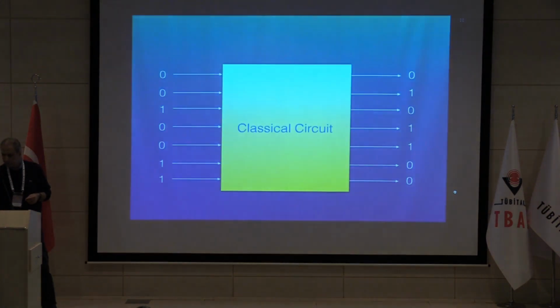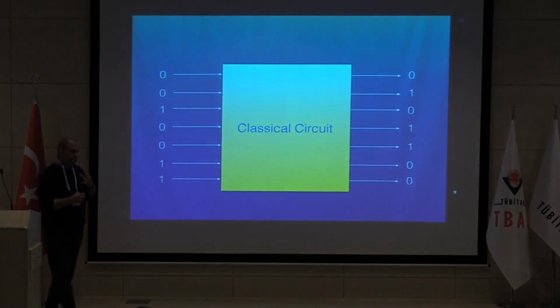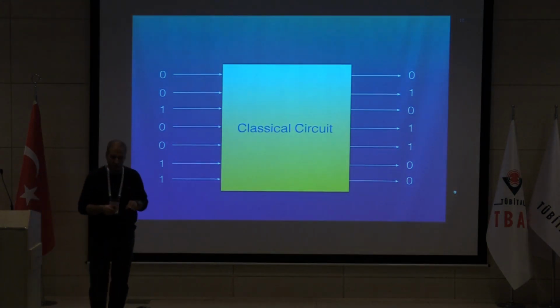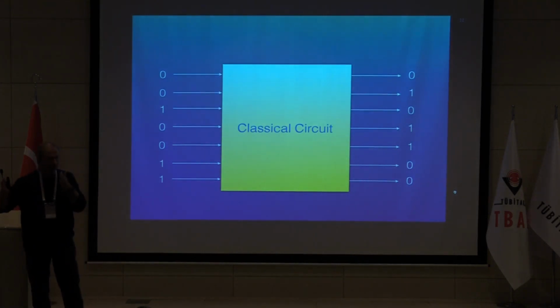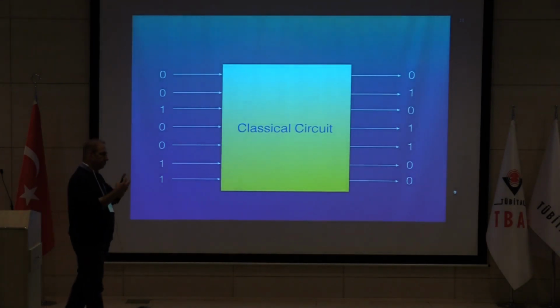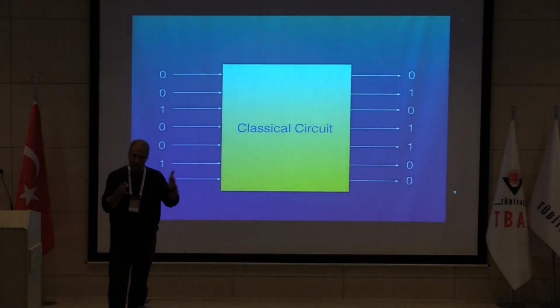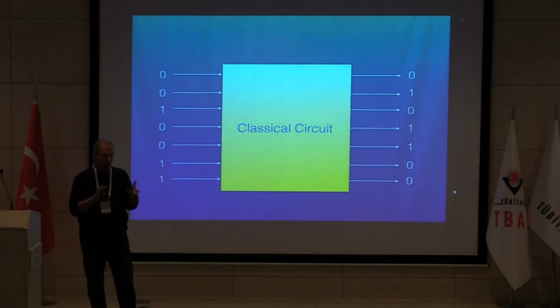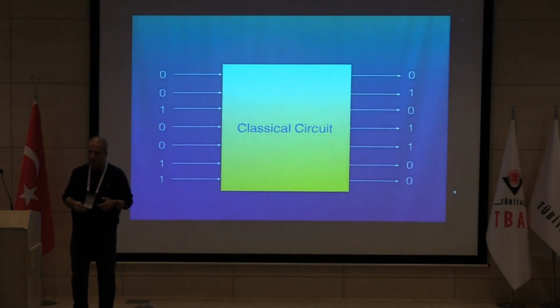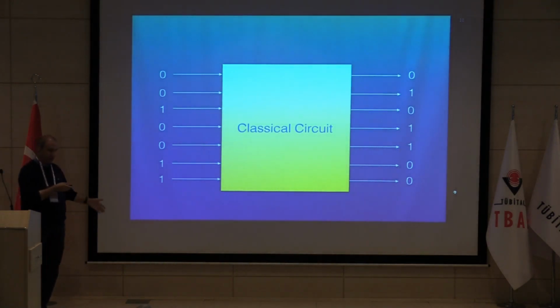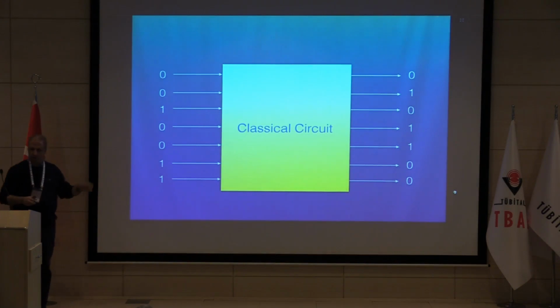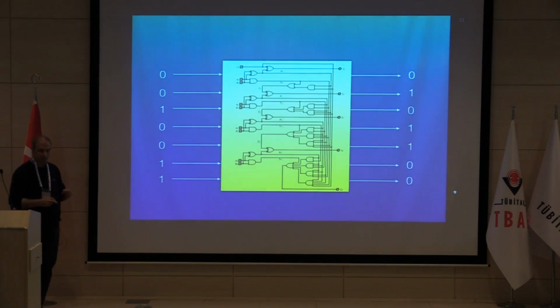Now, the Turing machine may seem complicated. It has been shown that it can be modeled by something which we call a classical circuit. What is a classical circuit? It's just a sequence of logical gates, like AND, OR, NOT, and so on. You have a number of bits, classical bits, zeros and ones, and then you have a classical circuit. A classical circuit is something like this.